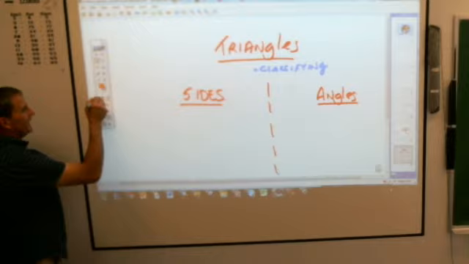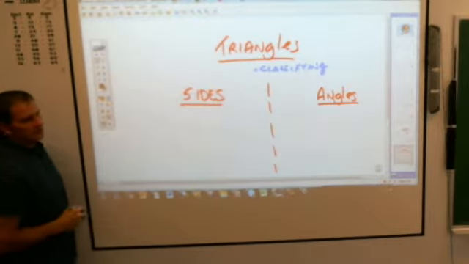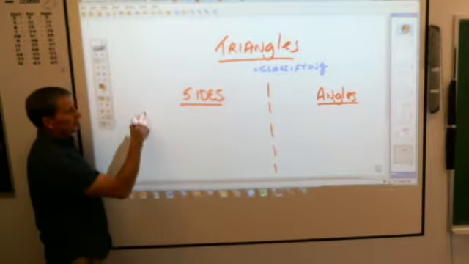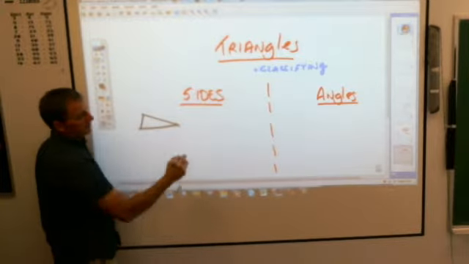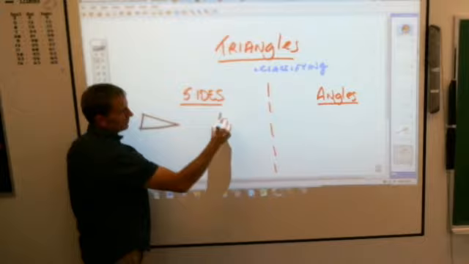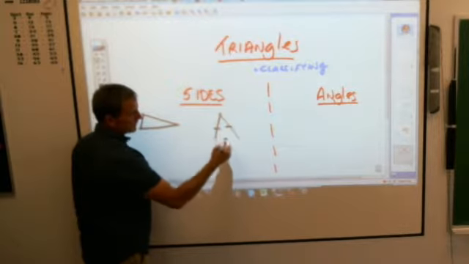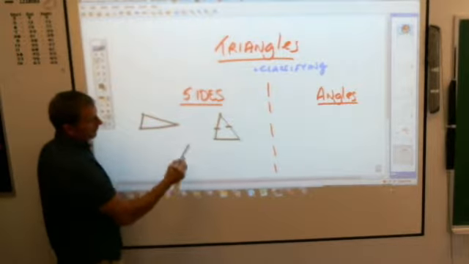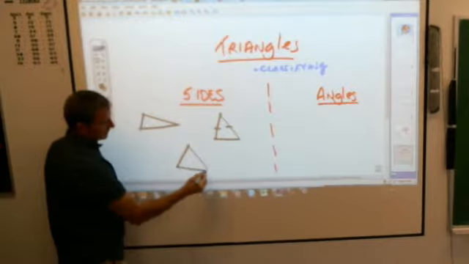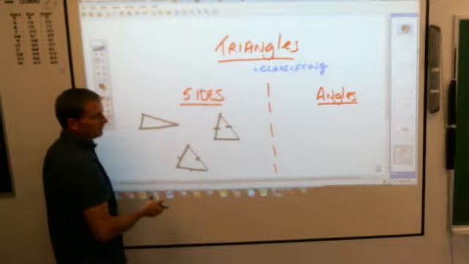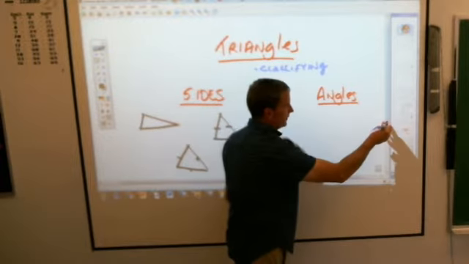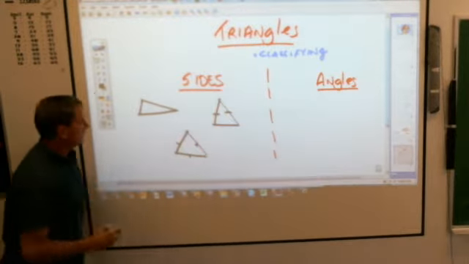Here are your three options for triangles when it deals with sides. Either your triangle can have no equal sides, or it can have two equal sides, or all three sides can be equal. And again, I show that by putting little tick marks there. That tells you that all three of those sides are equal. And what are the names of those triangles? This is what we need to know.